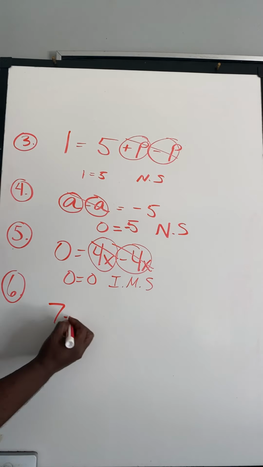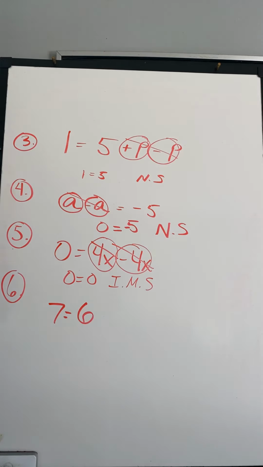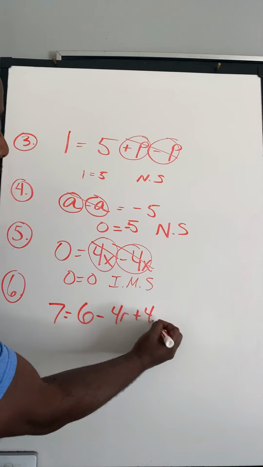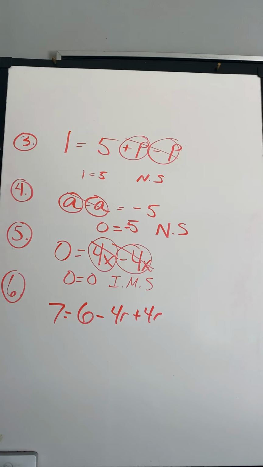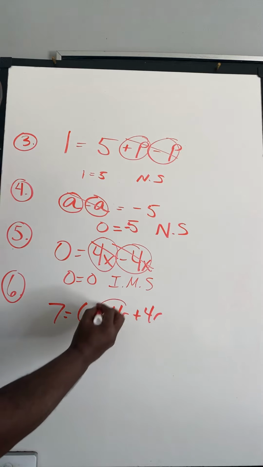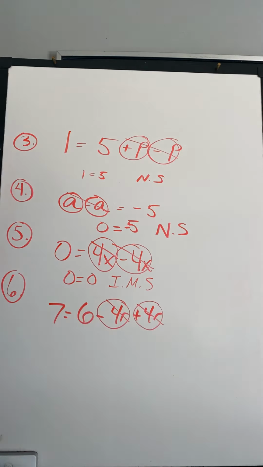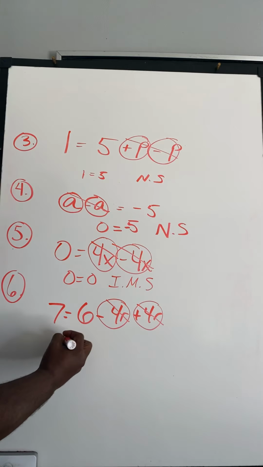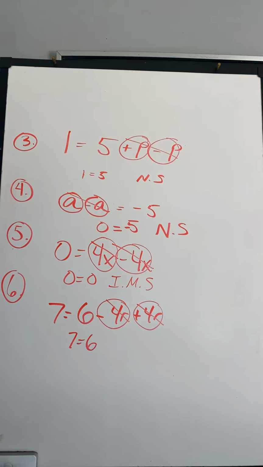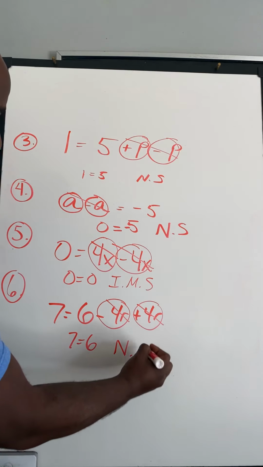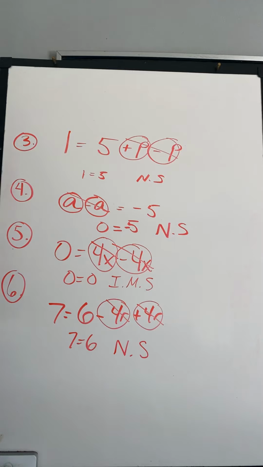7 equals 6 minus 4r plus 4r. See what's going to happen here. What is it showing? What's the pattern? Well, these two are teammates. There's a Laker, there's a Laker. They both have R's. They cancel out though when we combine them. They make 0. So what that leaves us with is 7 is equal to 6. Is that true? No. So when it's not true, it is no solution. All right, so that was numbers 3 through 6.